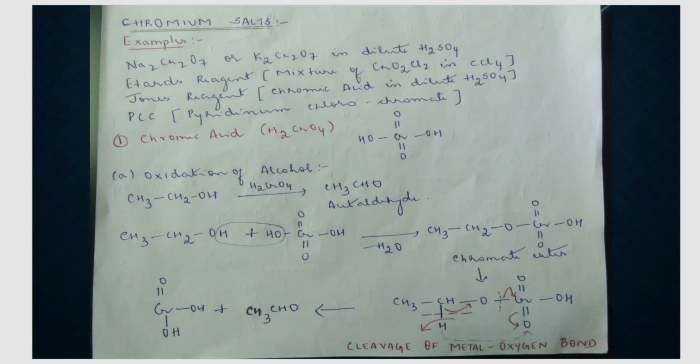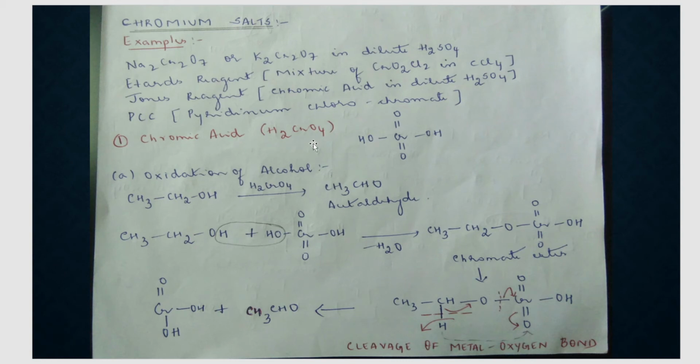There are different types of chromium salts. Like the first one here, you can see sodium dichromate or potassium dichromate in dilute sulfuric acid, and then there is Etard's reagent, Jones reagent, PCC. You need to know the composition of all these reagents and their reaction mechanisms. So we will study each of them individually. All of them are important. I will start with the first chromium salt, that is chromic acid.